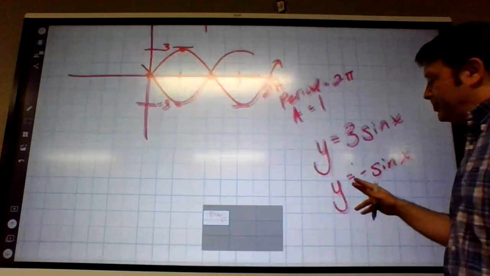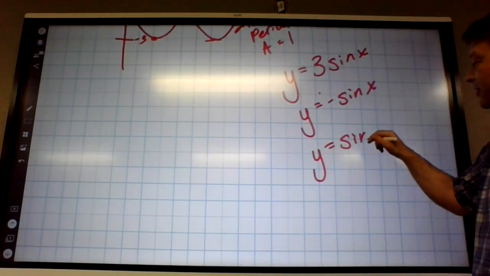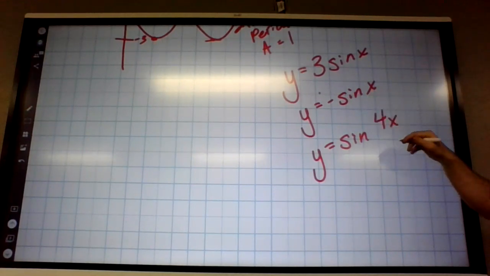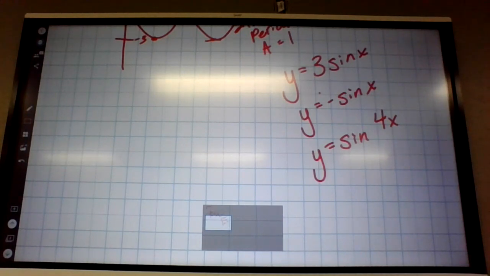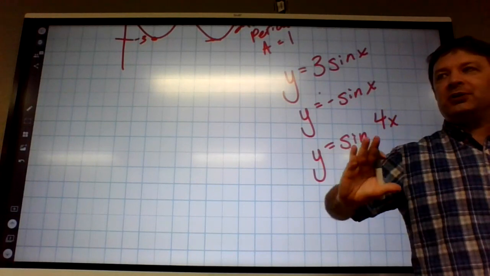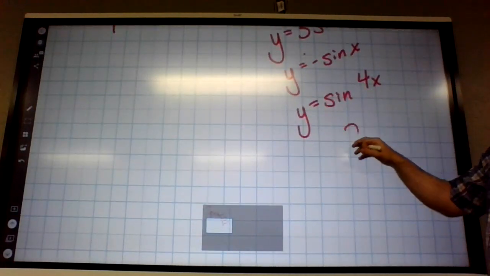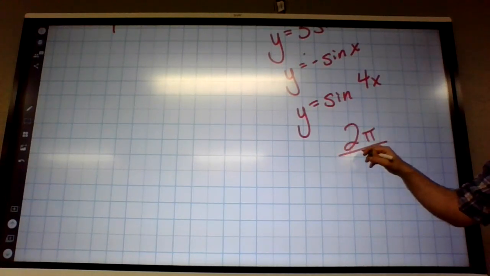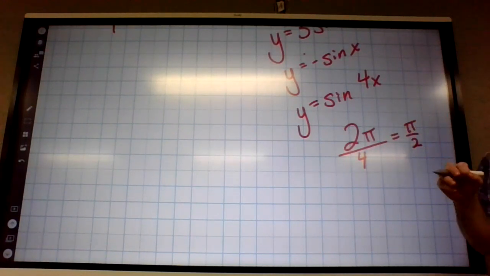Okay, and then the hardest one was if there is a number in front of the x, and I used 2 yesterday, maybe I should use 4 or something. What happens is everything happens 4 times faster than it normally would. It's a horizontal squish, remember the accordion. So if everything's happening 4 times faster, then the period, instead of being 2 pi, is going to be 2 pi divided by 4, which is like half pi.